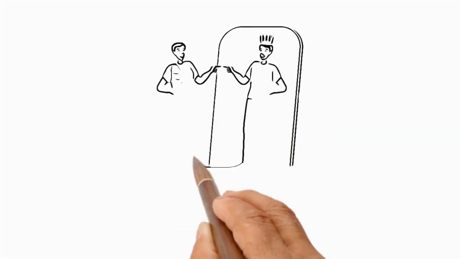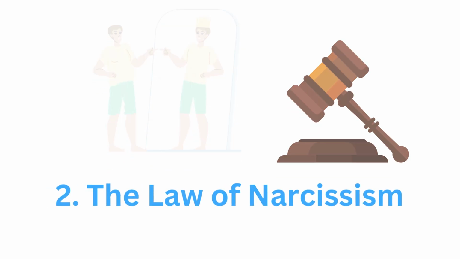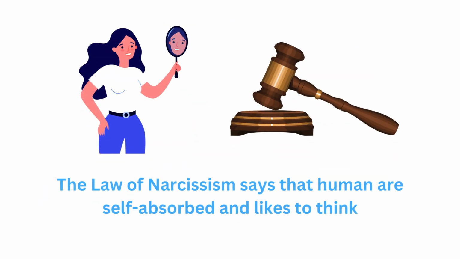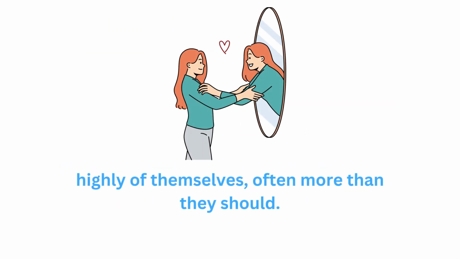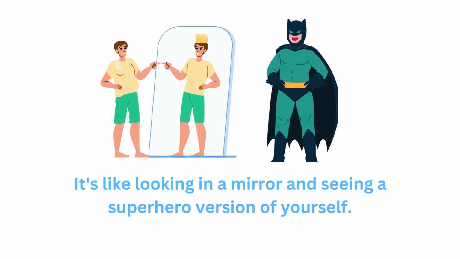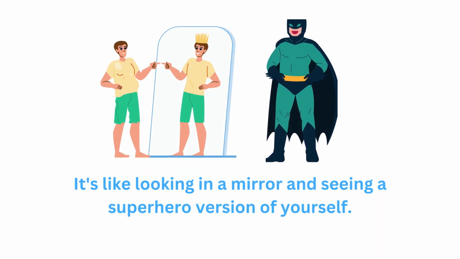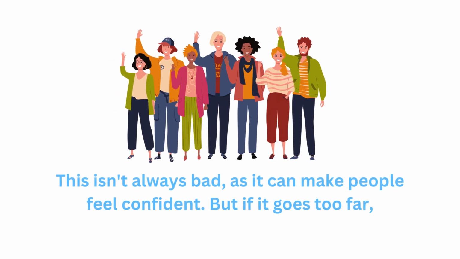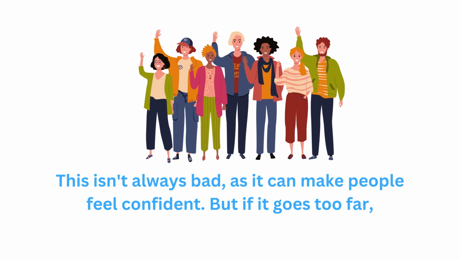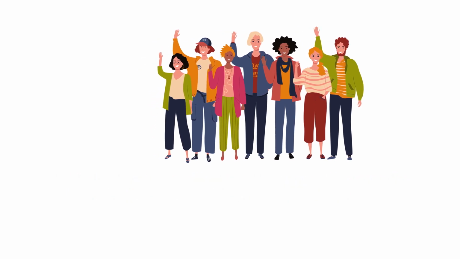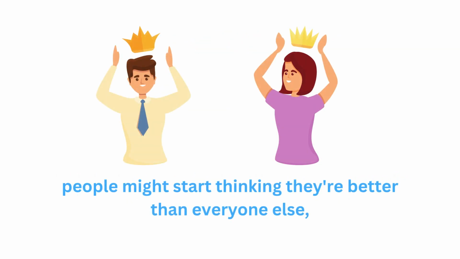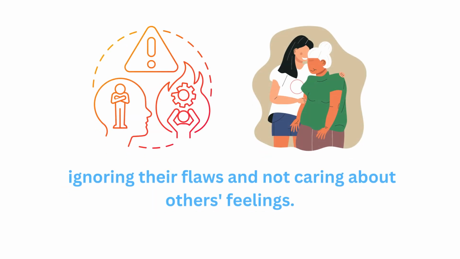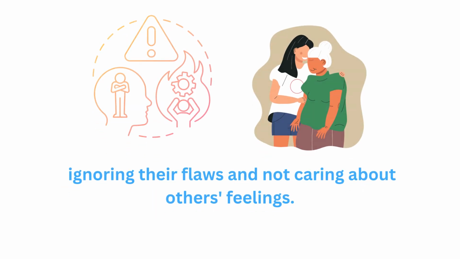Number 2. The Law of Narcissism. The Law of Narcissism says that humans are self-absorbed and like to think highly of themselves, often more than they should. It's like looking in a mirror and seeing a superhero version of yourself. This isn't always bad, as it can make people feel confident, but if it goes too far, people might start thinking they are better than everyone else, ignoring their flaws and not caring about others' feelings.